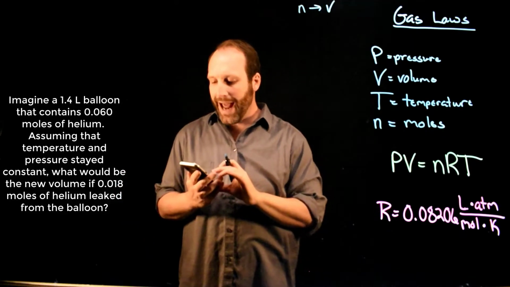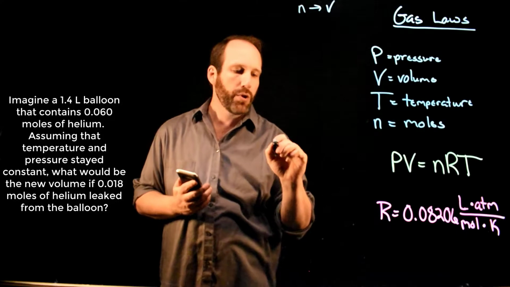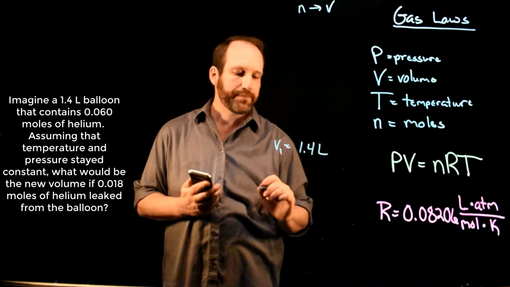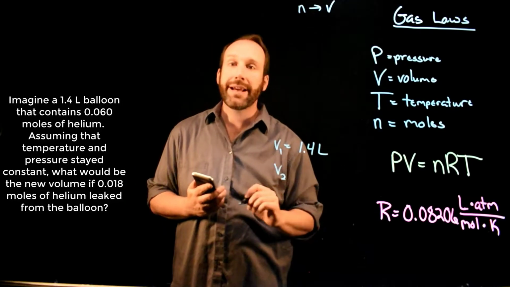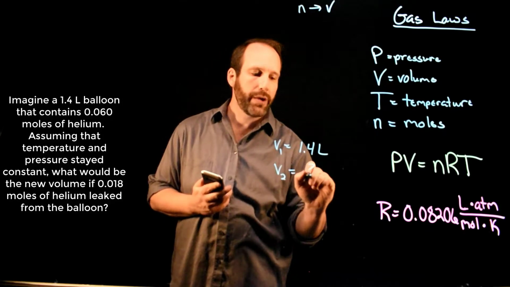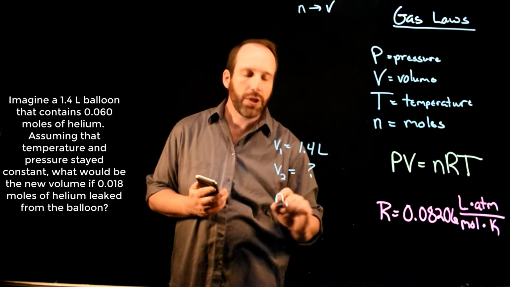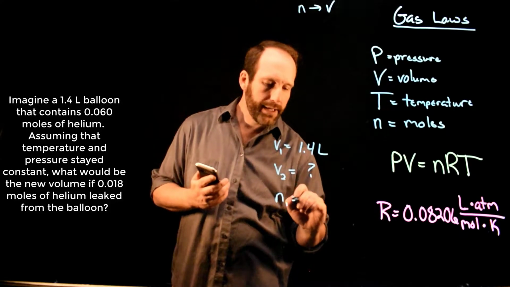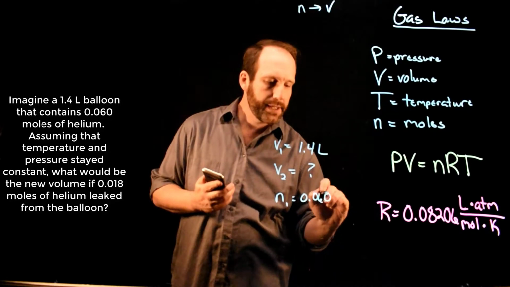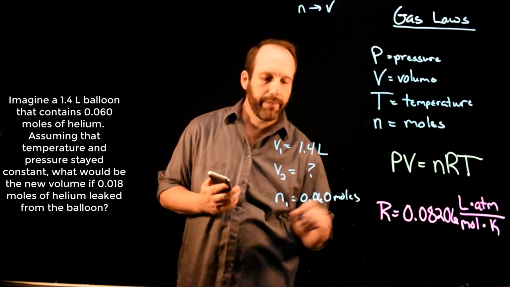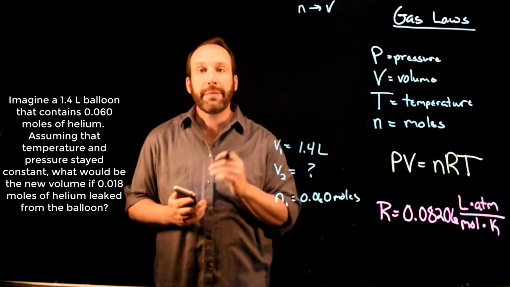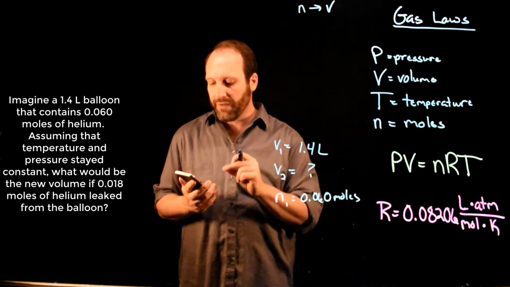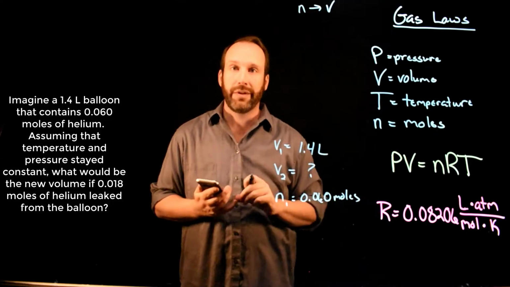So we're given an initial volume. We're told that the initial volume of the balloon is 1.4 liters, and we're told to calculate the new volume, right? That's what we don't know. We're given an initial amount of helium gas. We're told that initially there is 0.060 moles of helium. And we're told that some of that helium leaks out. We're told that 0.018 moles of helium leaks out of the balloon.